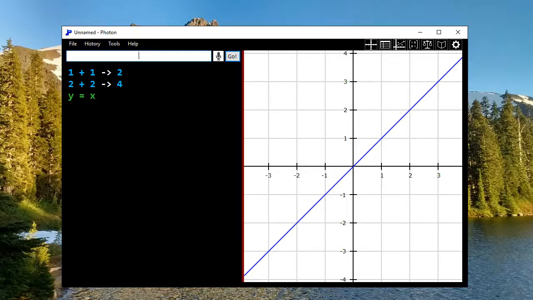Quick tip for you: if you press Control-Shift-A, it'll clear all of the text in your history box. Check it out, Control-Shift-A.